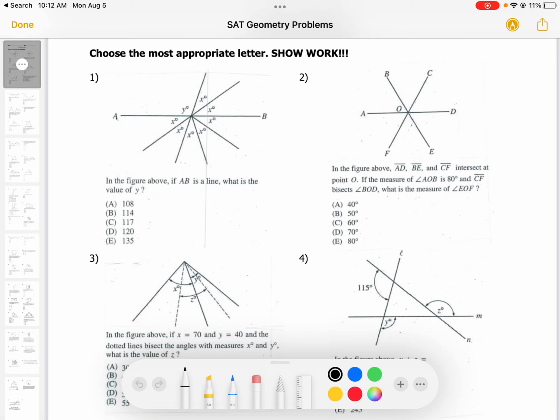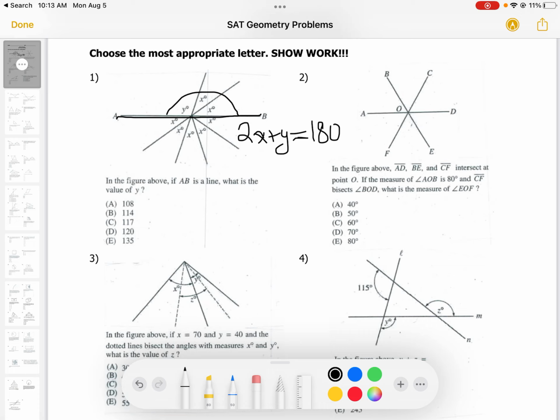So they're telling us that AB is a line. That means this entire angle is 180 degrees, which means 2x plus y is 180.